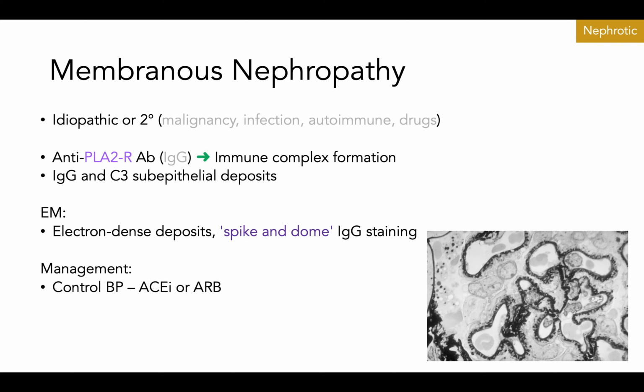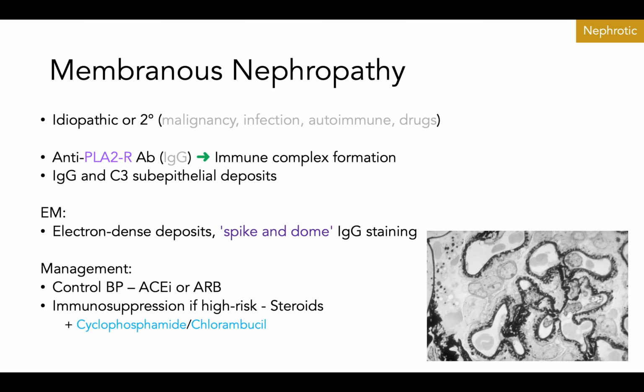Management of membranous. I have here control of blood pressure with ACE inhibitors or ARBs. Now, really, this sort of symptomatic management is important for all causes of nephrotic syndrome, but the reason that it's here under membranous is because membranous doesn't really have any specific magic bullet drug in the same way that minimal change does. And so really your management of membranous is more just symptomatic. You can give immunosuppression to high-risk patients.